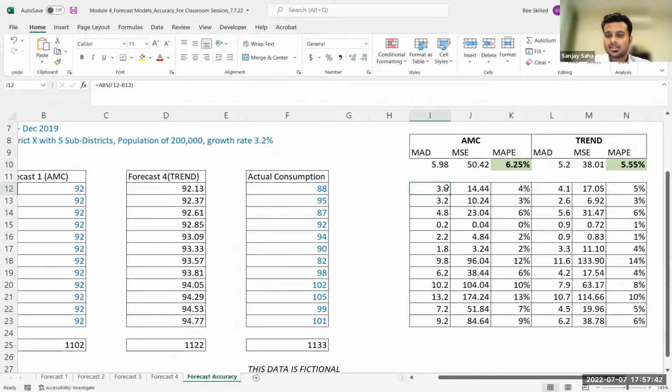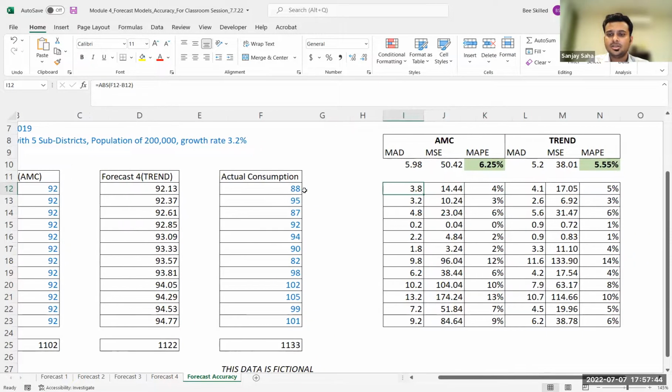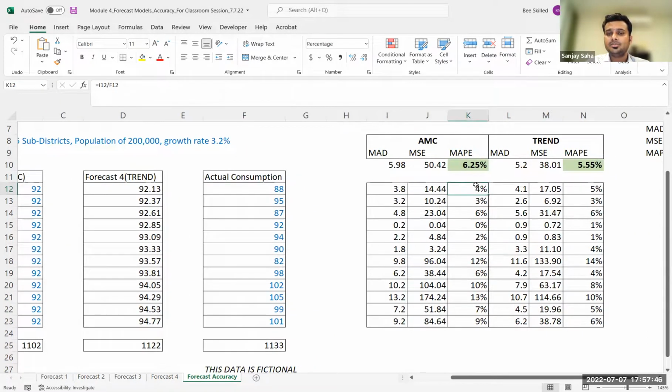If we divide the deviation by actual consumption, we find the error in percentage. We do it for all the months, and then we take the mean. It becomes mean absolute percentage error.